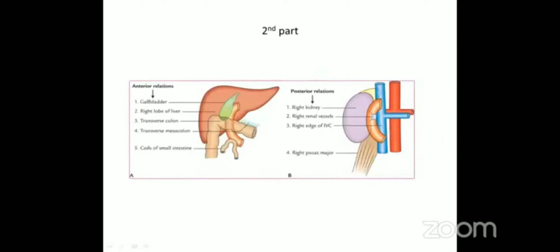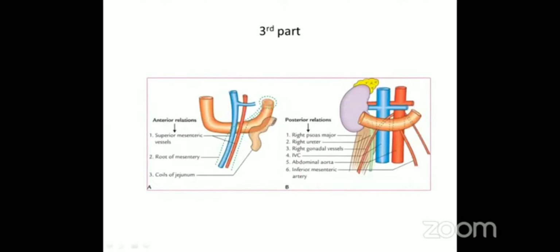The second part, which is the vertical part, anteriorly will be the transverse colon, some part of the gallbladder, and of course the coils of intestine are there, while posteriorly the kidney, as we have seen in the previous diagram, is there, and the part of the inferior vena cava is there, and the posterior abdominal wall muscle, that is the right psoas major. Third part is the horizontal part.